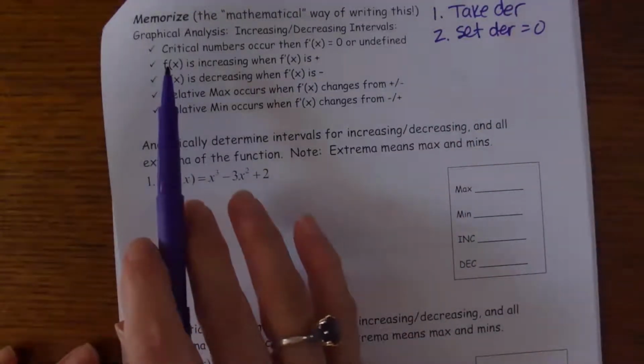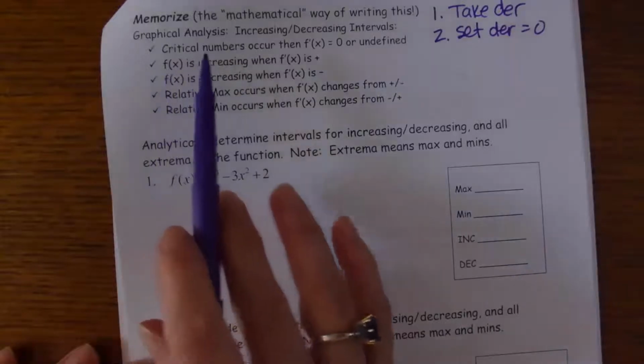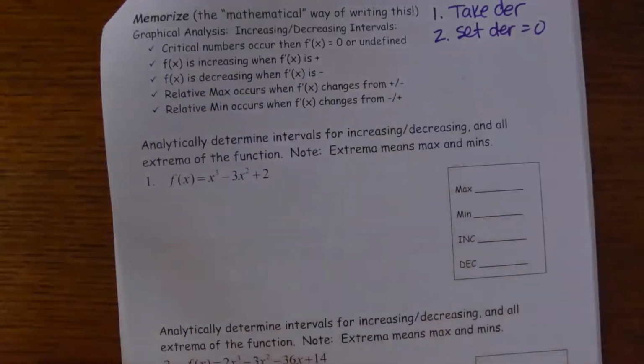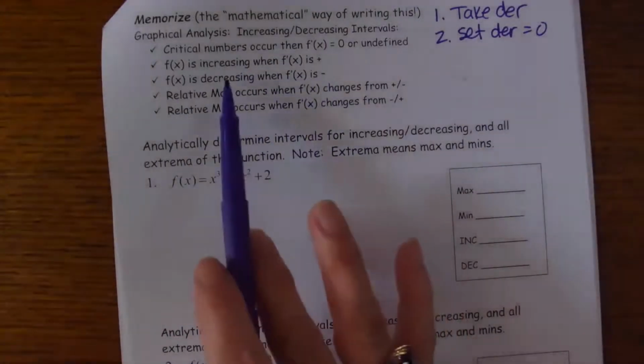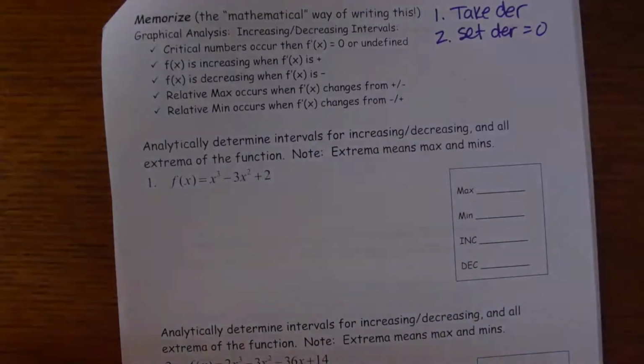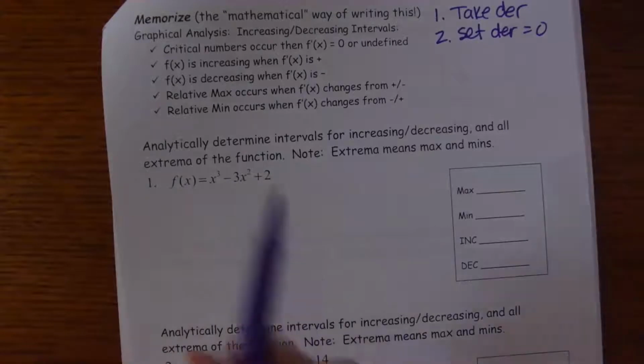And notice here, this says f of x. So if the derivative is positive, the original equation f of x is what? Increasing. If the derivative is negative, then the original equation is decreasing. So we don't have to put in the scary ones. We work with the derivative.